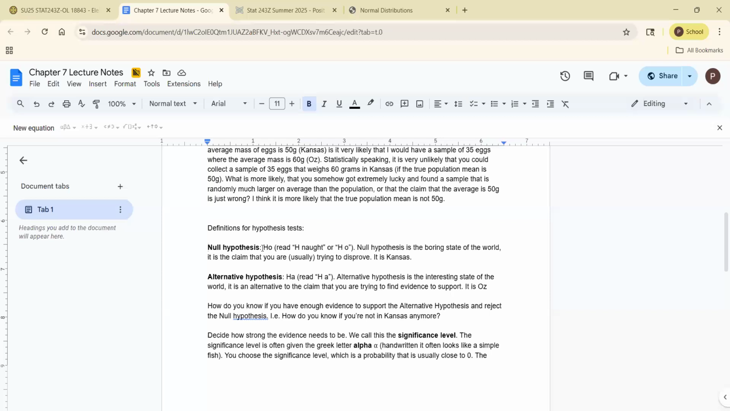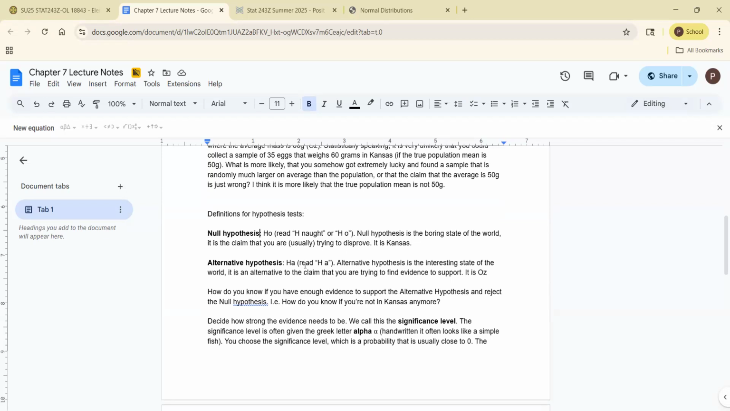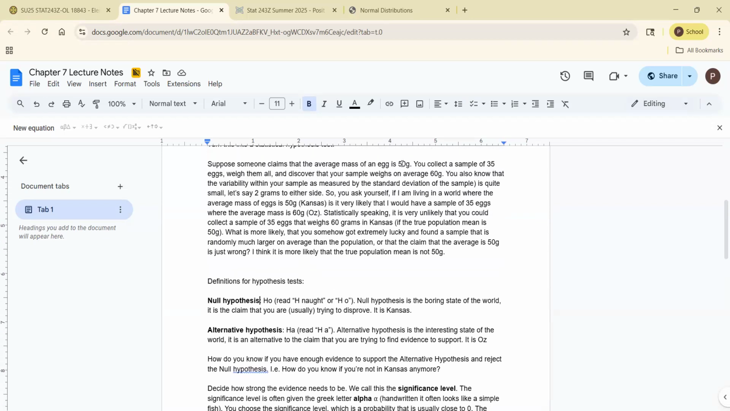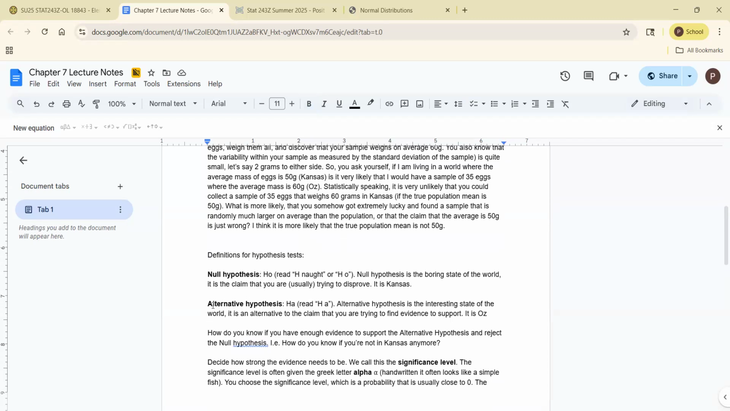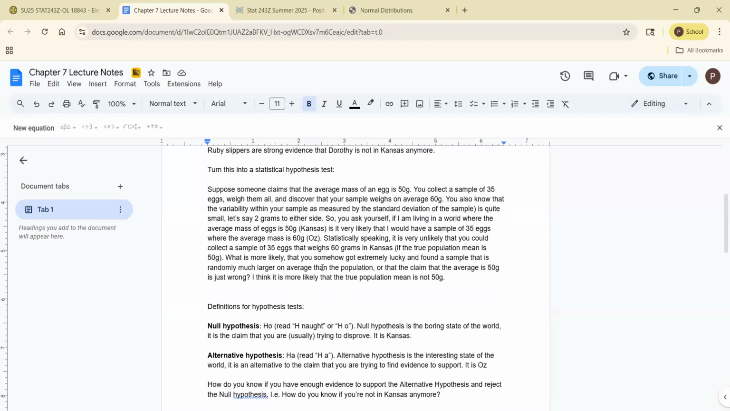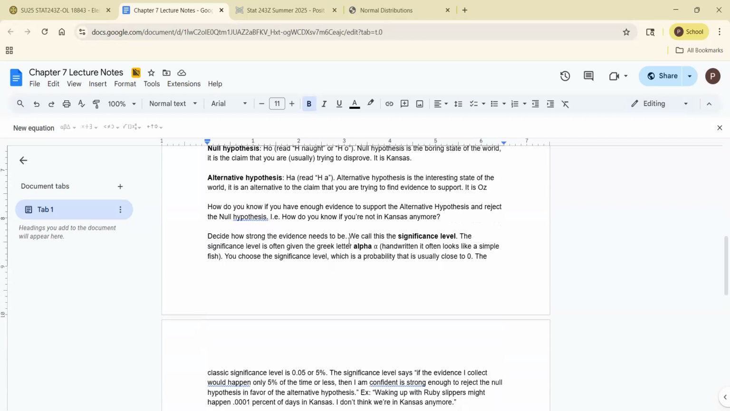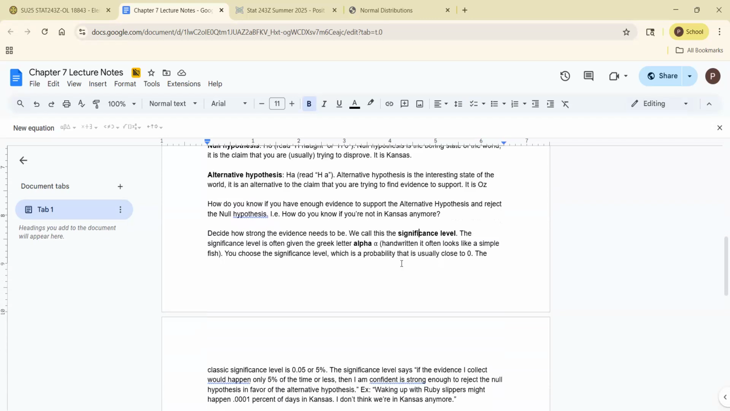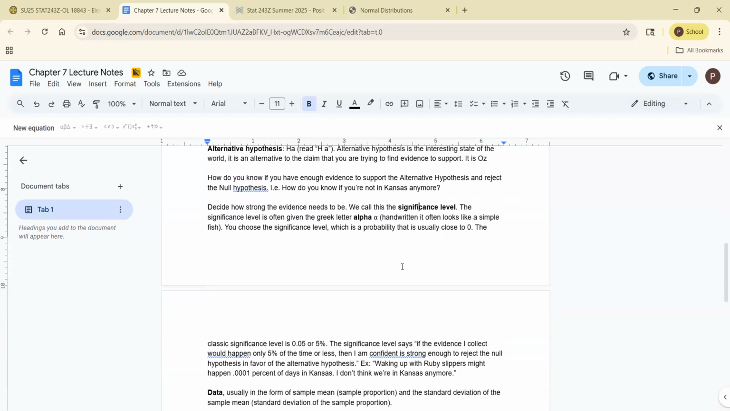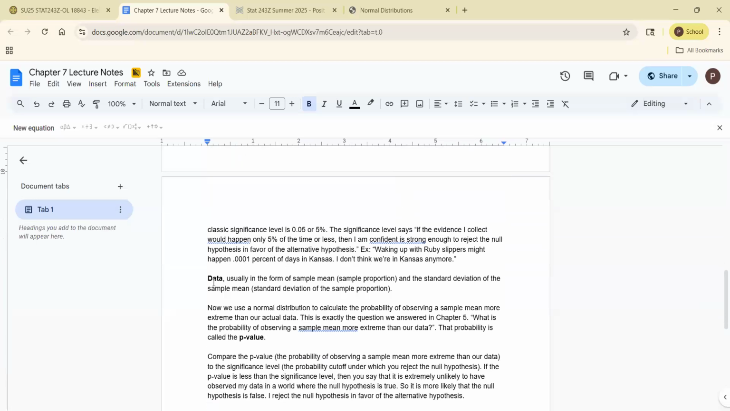We come up with a null hypothesis. It's usually the boring state of the world, like eggs weigh an average of 50 grams. We come up with an alternative, like eggs weigh more than 50 grams on average. That's interesting. You get better omelets, bigger omelets at least. We pick a significance level. Well, if I observe data that would happen less than 5% of the time, I'm going to reject the null hypothesis. We collect our data.